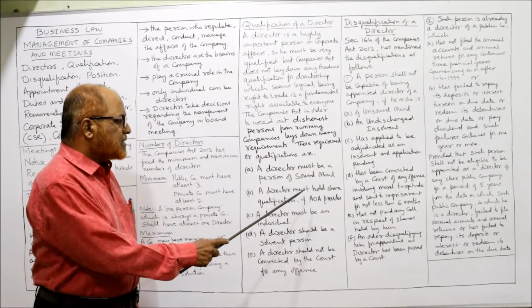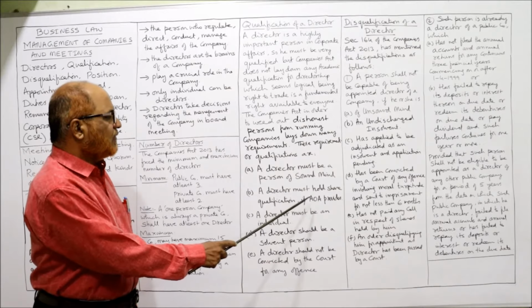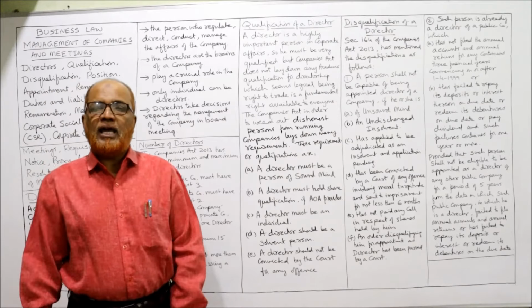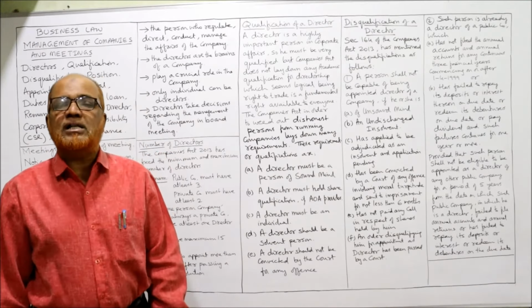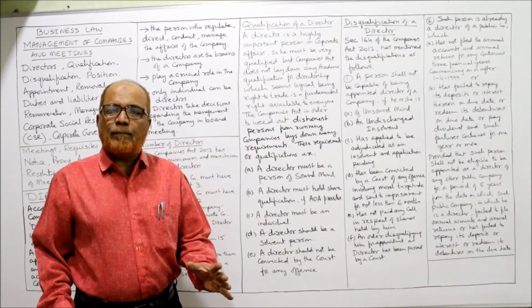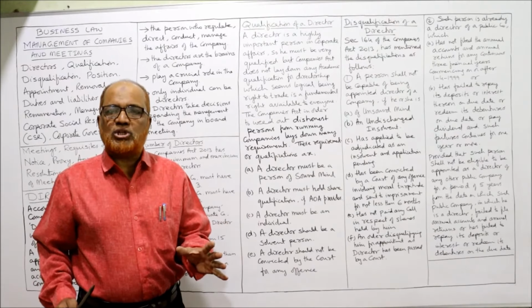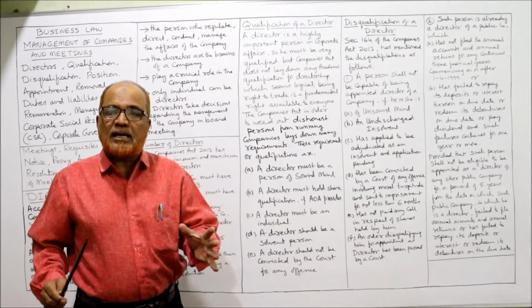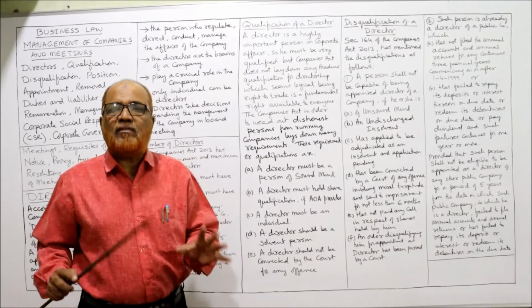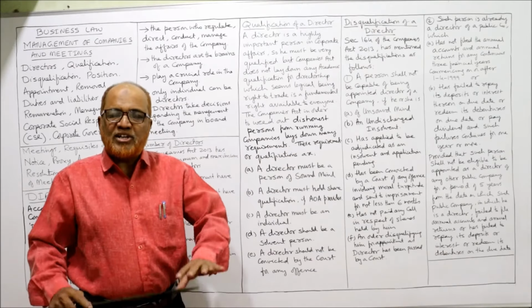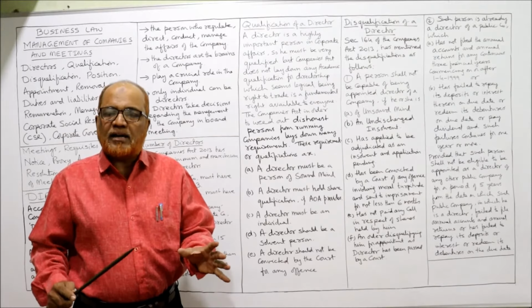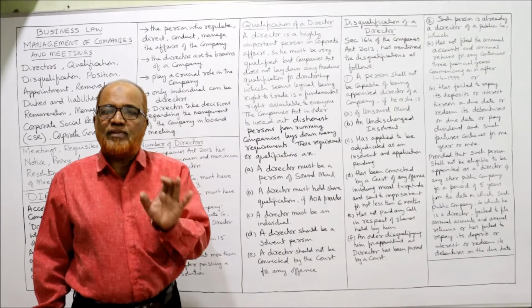Secondly, a director must hold share qualification if AOA provides. AOA stands for Articles of Association. Every company will have the Articles of Association regarding the terms and conditions, regarding the functioning of the business. The terms and conditions will be written in the Articles of Association.